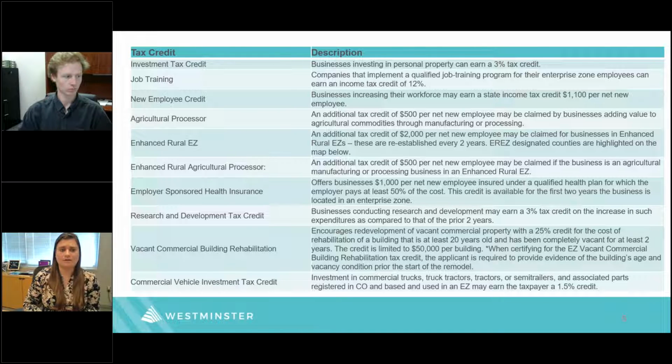And the last of the top 3 is the new employee credit, where businesses trying to increase their workforce can earn a state income tax credit of $1,100 per new employee. They also need to be working at least 20 hours per week in or at the business facility to qualify for that credit. Next slide.